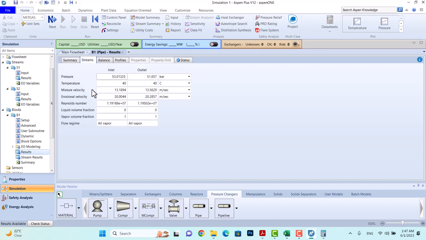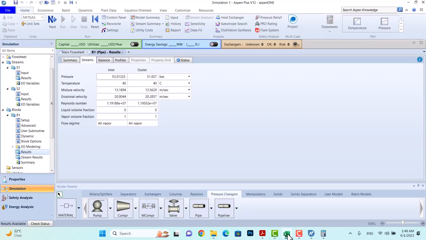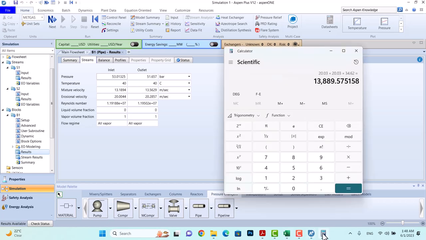And how about the mixture velocity? It is 30.18 at the inlet and 30.56 at the outlet. And how about the Excel sheet? It is 14.2. And let's calculate here the velocity head.